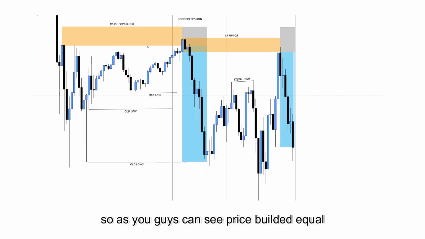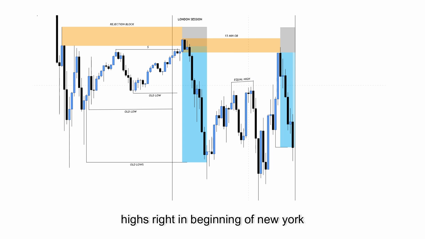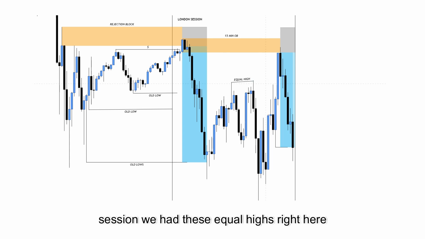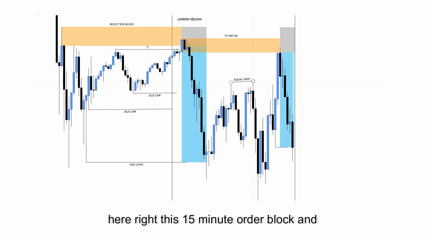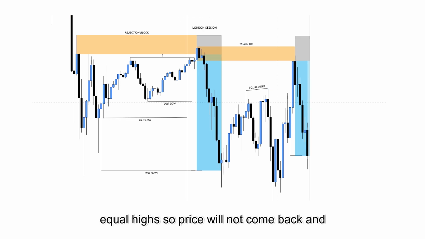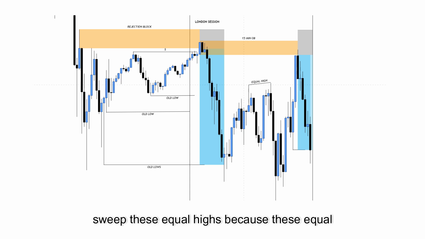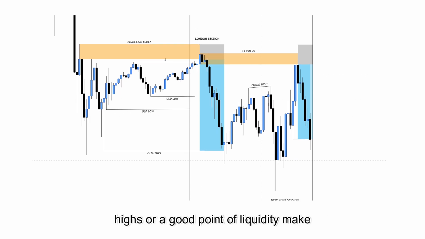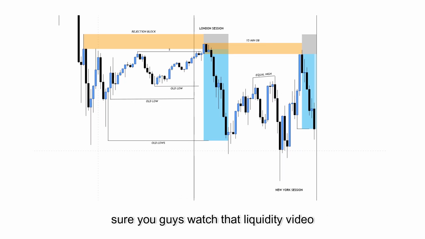As you guys can see, price built equal highs at the beginning of the New York session. We had these equal highs right here, and we had this 15-minute order block right here. So price will come back and sweep these equal highs, because these equal highs are a good point of liquidity. Make sure you watch that liquidity video also, where I explain all the points of liquidity, if you missed those too. So this is a good point of liquidity right here, these equal highs. So price came back up and cleared these equal highs.